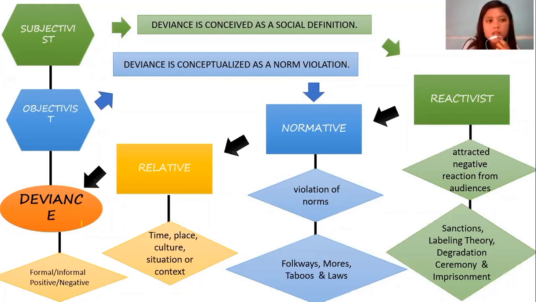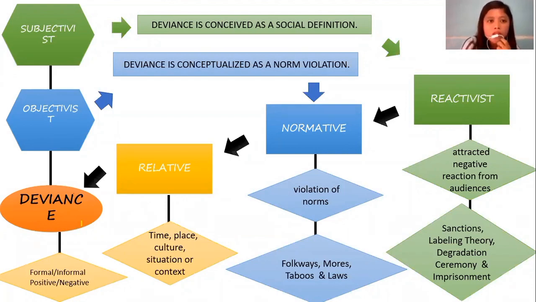While the subjectivist approach conceives deviance as a social definition, wherein it doesn't believe that deviant behavior has certain characteristics that are measurable and observable. Rather, it views deviance as a matter of perception, a matter of one's own interpretation of what deviance is or is not.